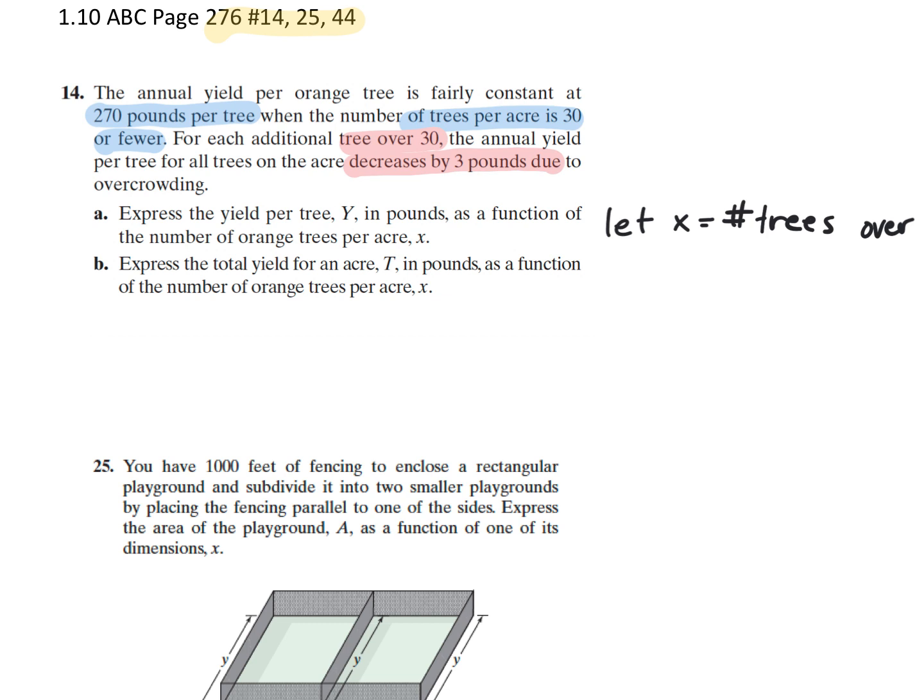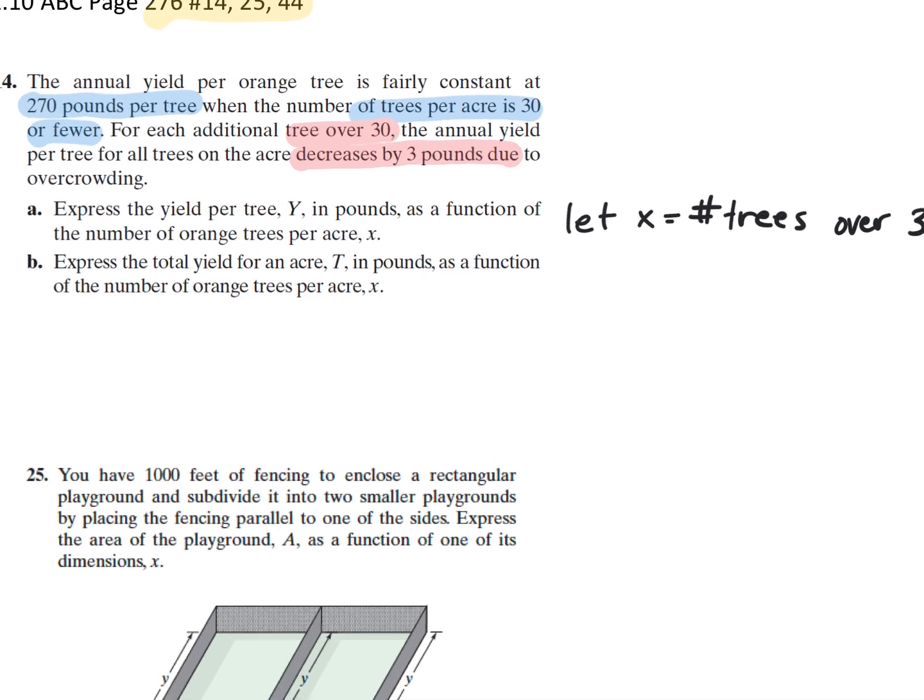So what we're going to try to do here is express the yield per tree, the number of pounds of oranges that each tree will produce. And then in part B, we're going to try to express the total yield for the entire orange tree grove, the entire acre.